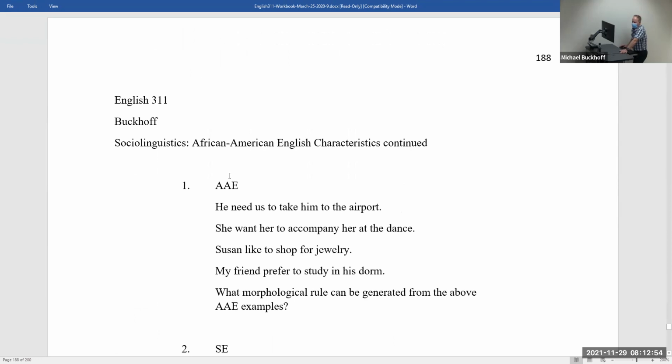Another one would be, and this is also Appalachian English, he need us, she want her, Susan like, my friend prefer. Notice how they're not using in this dialect that third person present singular inflection S. In many dialects, not just African American English, but this would be a feature of that.